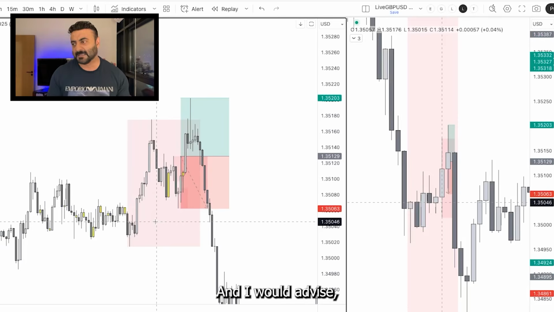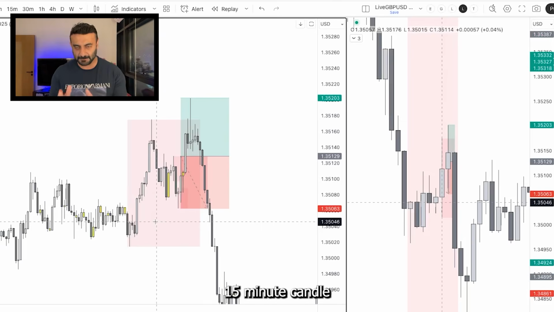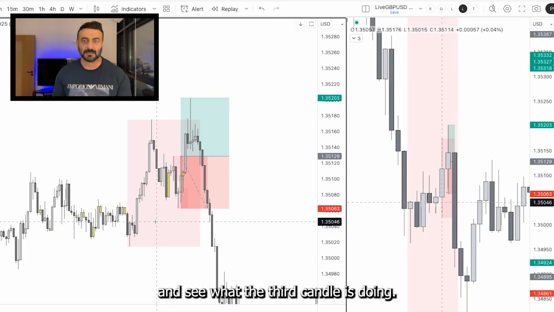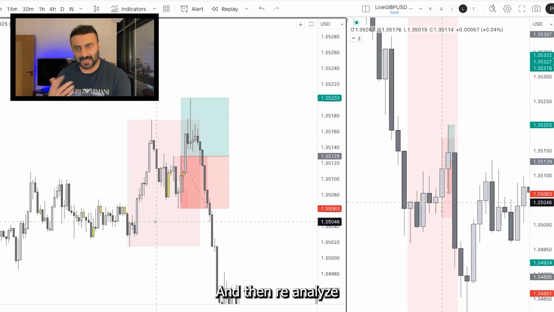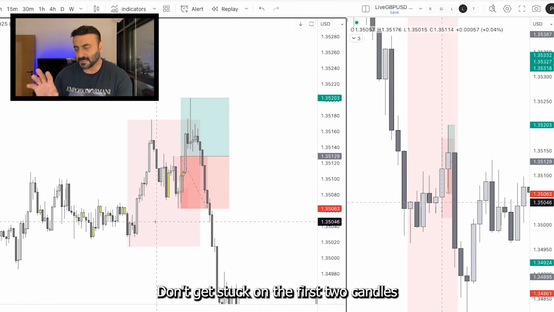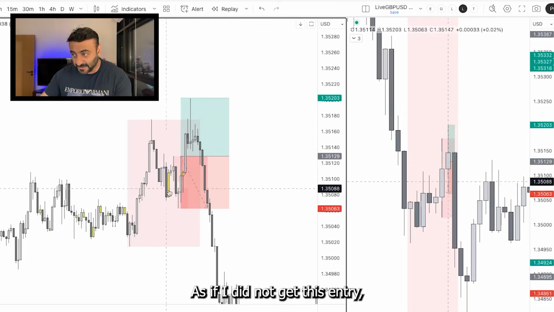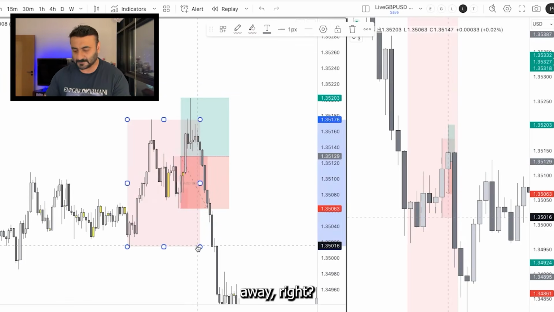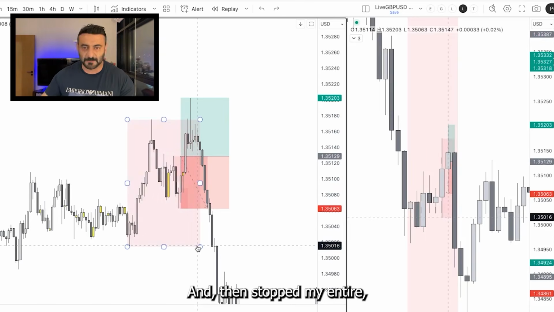I would advise, if you don't get an entry in the first 2 15-minute candles, or the second 15-minute candle, because the first one is already printed out, then don't bother. Delete the box, start fresh, and see what the third candle is doing. Is it printing bullish? Is it printing downwards? Is it bearish, or is it printing an inside bar? Then reanalyze and restart your entire process. Don't get stuck on the first 2 candles and then run your entire session based on only these 2 candles. For me, if I did not get this entry, I would have deleted this box right away. This would have been me, and then I would have waited for the third one to finish, and then start my entire bias again.